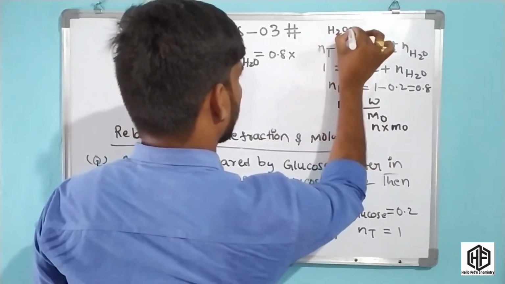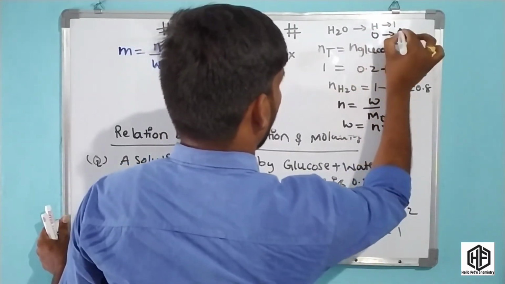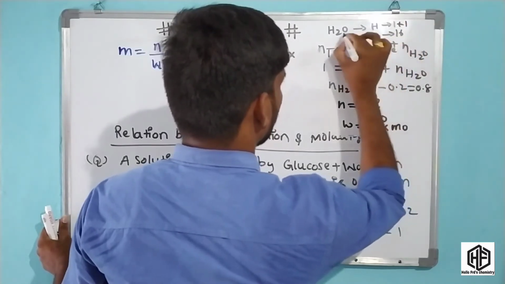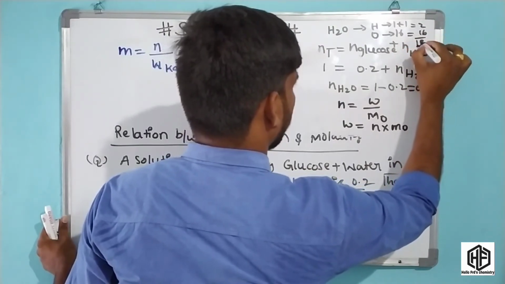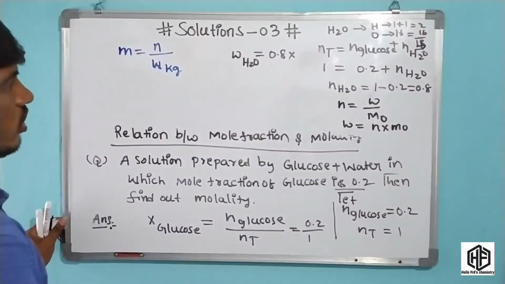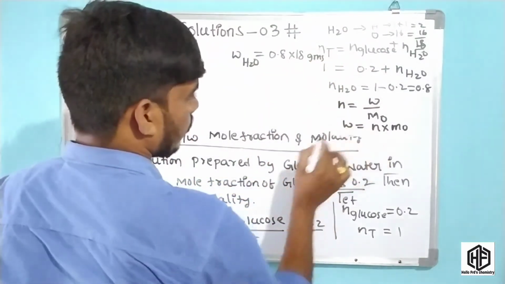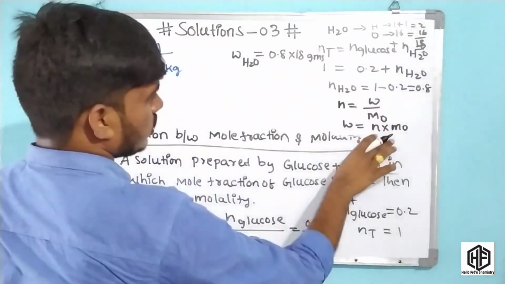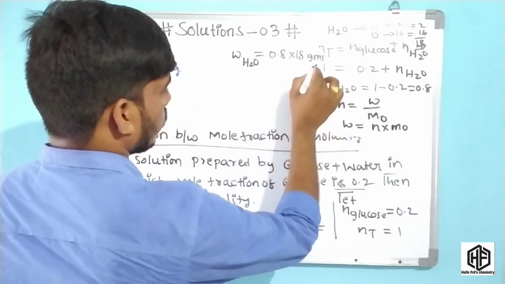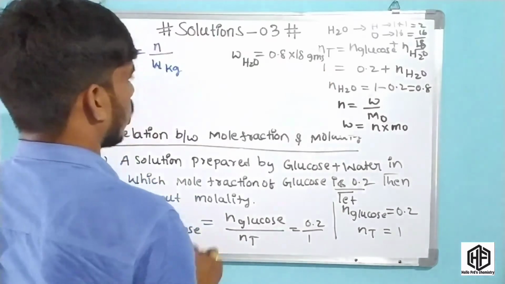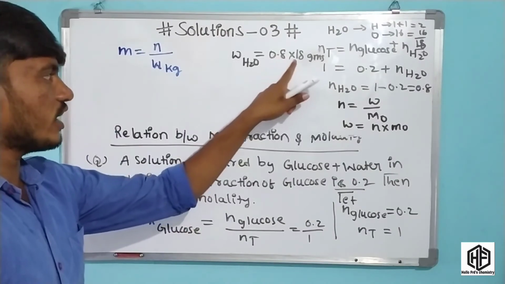Friends, for the molecular mass of water, hydrogen is 1 and oxygen is 16. So 1 plus 1 for H2 is 2, and 2 plus 16 is 18. 18 is the molecular mass of water, and the units are grams per mole. The units of the number of moles are moles, and the units of molecular mass are grams per mole. Moles cancel, leaving grams. So the weight of water is equal to 0.8 into 18 grams.